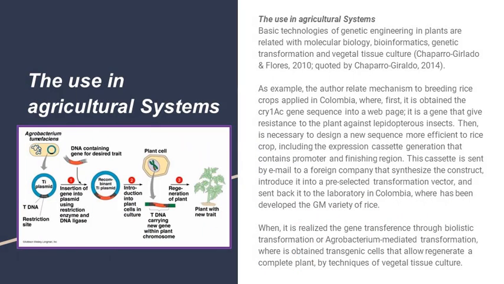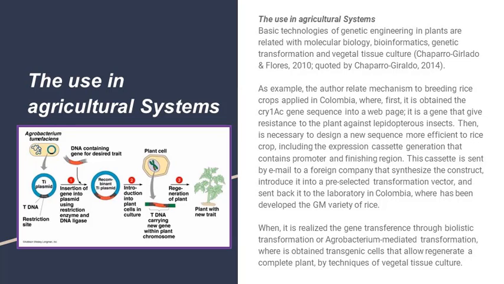The use in agricultural systems. Basic technologies of genetic engineering in plants are related to molecular biology, bioinformatics, genetic transformation, and vegetal tissue culture. As an example, the author Chaparro Giraldo in 2014 relates mechanisms to breed rice crops applied in Colombia, where first the CRY1AC gene sequence is obtained from a web page. It is a gene that gives the plant resistance against Lepidopteran insects.